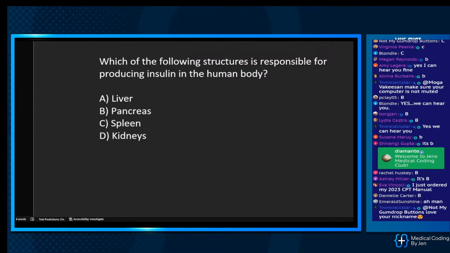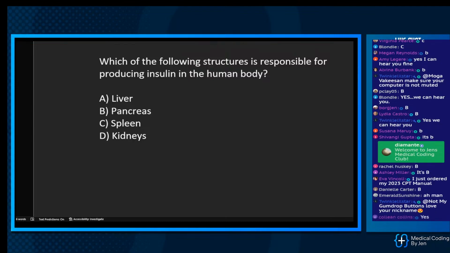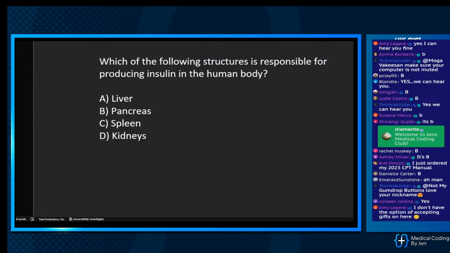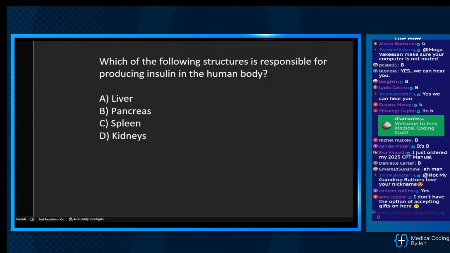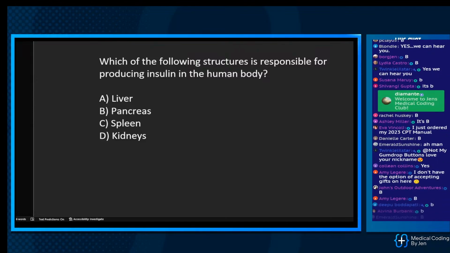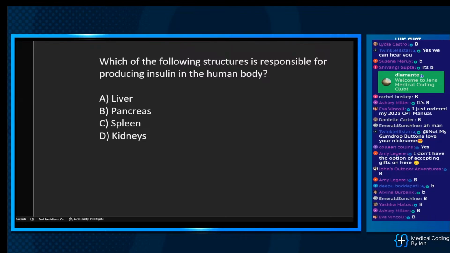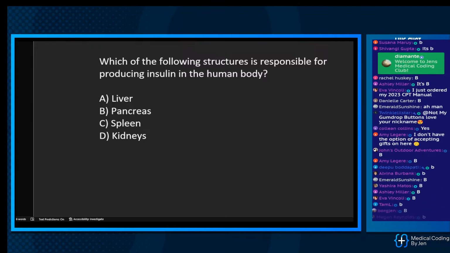Should be easy one. You just ordered your 2023 CPT manual. Lord, the final start when it shows up. I just ordered my 2024 books. They went on sale for $140 off this week. I still have to pay for the stupid shipping from AAPC, but I wanted the electronic version too, so Lord.